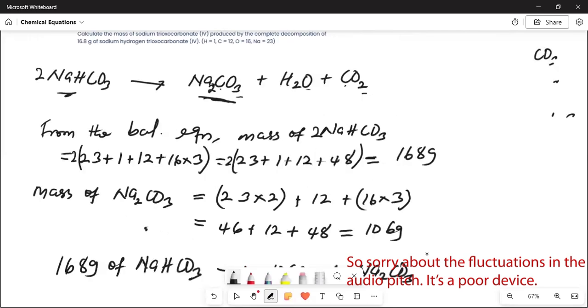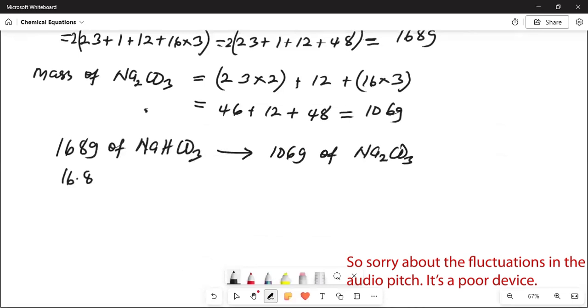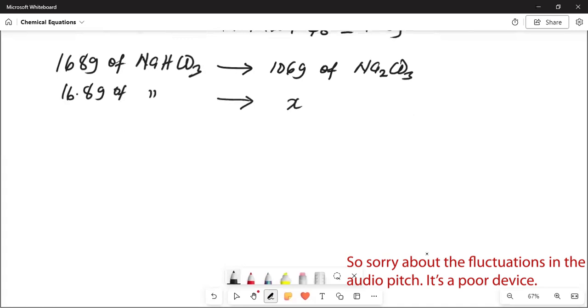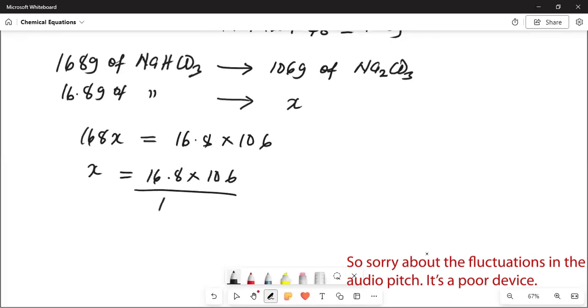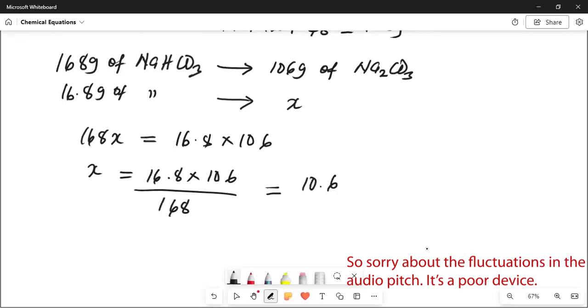So if that is the case, then what would this 16.8 gram give us? 16.8 gram of sodium hydrogen carbonate will give X. Calculating for X by cross multiplying these values, 168 times X is 168X equal to 16.8 times 106. X therefore is 16.8 times 106 divided by 168. 16.8 multiplied by 106 and divided by 168, which gives us 10.6. So 10.6 gram of sodium carbonate.